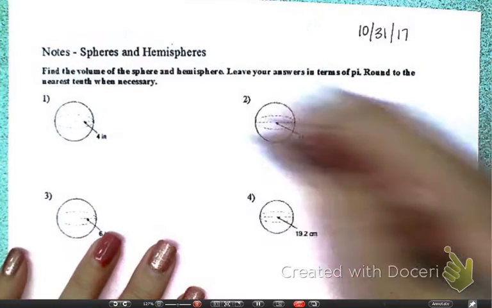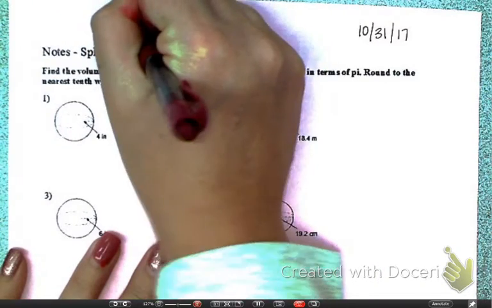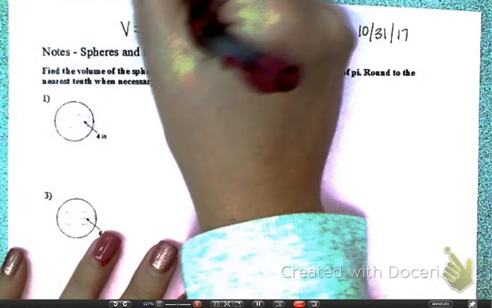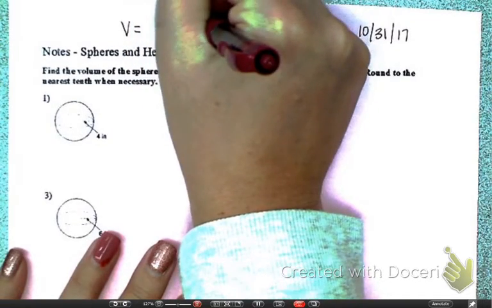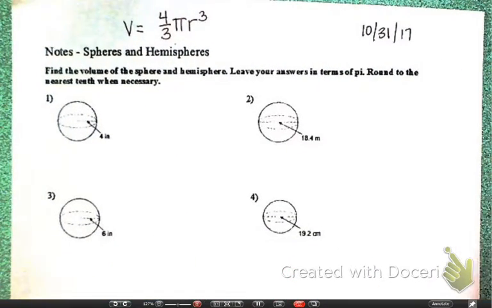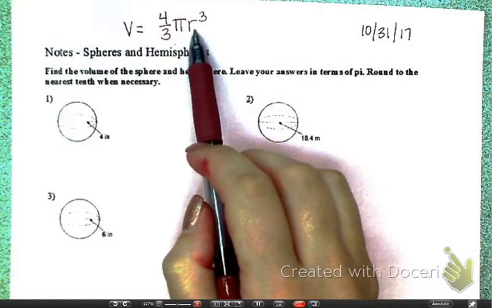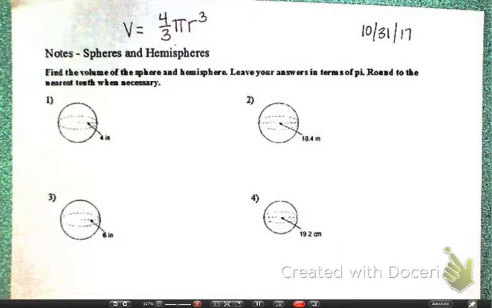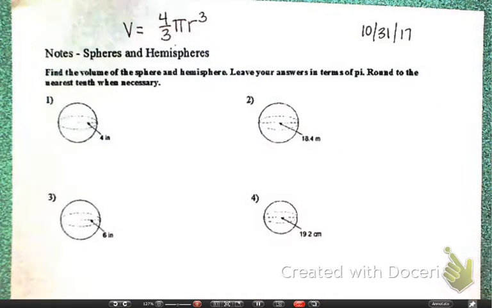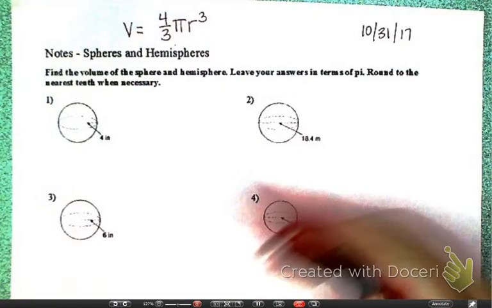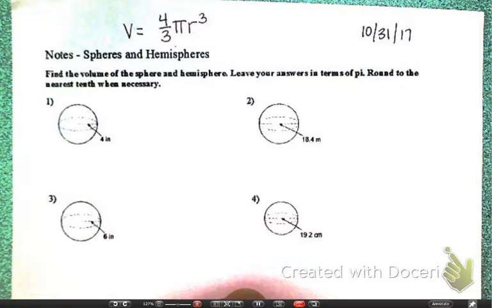So the formula for volume of a sphere is 4/3 pi r cubed. 4/3 pi r cubed, or again, r is your radius. So for this volume formula, there's nothing else that you need to know other than what your radius is, and then everything gets plugged in. But remember, it's pi r cubed, not squared.